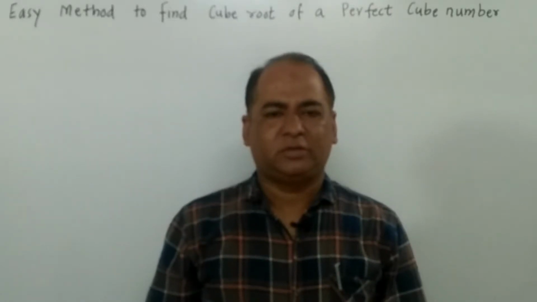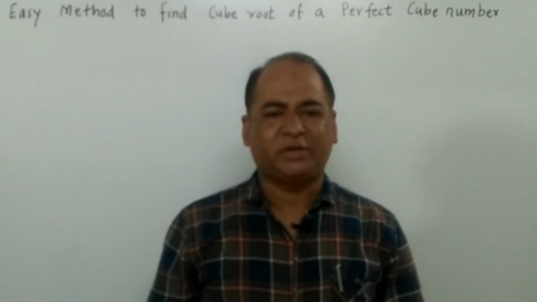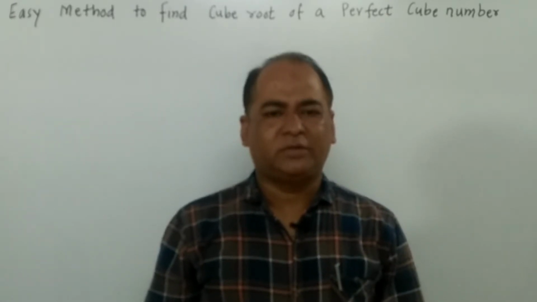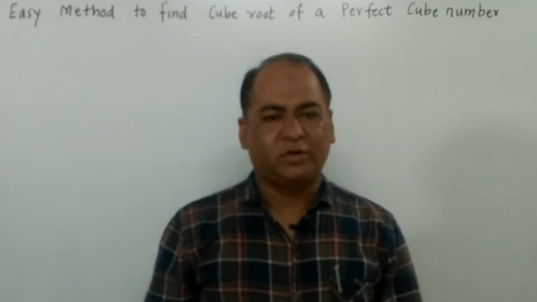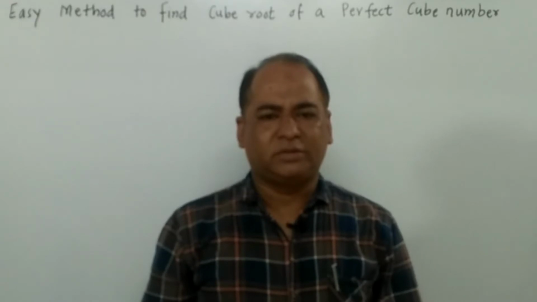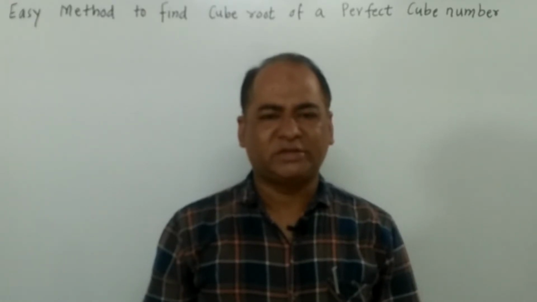In this video, we will learn an easy method to find the cube root of a perfect cube number. The only thing is that you should memorize the cubes of the numbers from 1 to 10. If you know the cubes of the numbers from 1 to 10, then it is very simple to find the cube root of any number very easily. So let us learn how to find the cube root of perfect cube numbers.